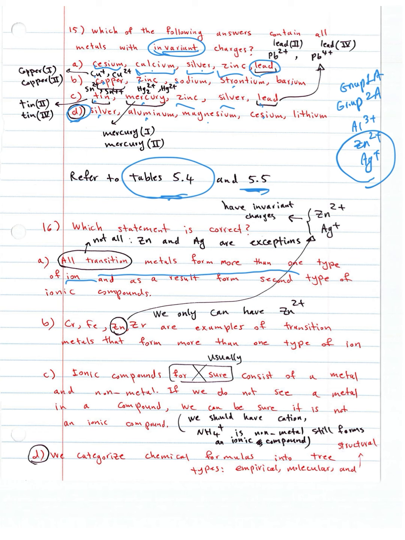Cr, Fe, Zn, Zr are examples of transition metals that form more than one type of ion. No, Zn has a fixed charge. Ionic compounds, for sure, this is again extreme, consist of a metal and a non-metal. What about ammonium? No, they usually consist of a metal and a non-metal. We categorize chemical formulas into 3 types: empirical, molecular, and structural. This is correct.